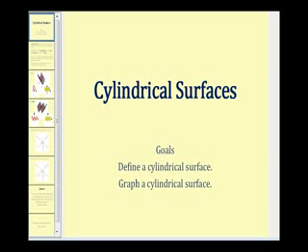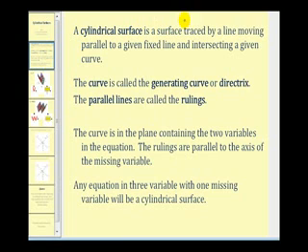Welcome to a lesson on cylindrical surfaces. The goals of this video are to define a cylindrical surface and also to graph a cylindrical surface. A cylindrical surface is a surface that is traced by a line moving parallel to a given fixed line and intersecting a given curve. We'll take a look at what this means in just a minute.